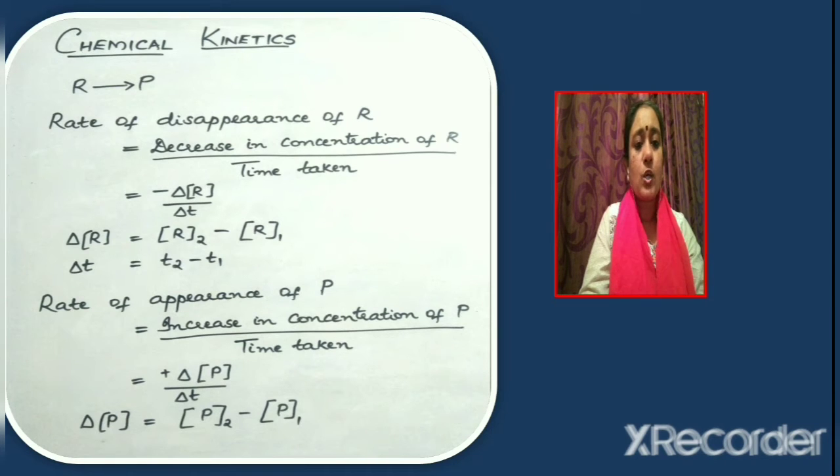R2 represents the concentration of the reactant at time T2 and R1 represents the molar concentration of the reactant at time T1. Now what is rate of appearance of the product P equal to? It is equal to increase in concentration of the product P divided by time taken. It is equal to delta P by delta T, where delta P is equal to P2 minus P1. P1 represents the concentration of the product at time T1 and P2 represents the molar concentration of the product P at time T2.